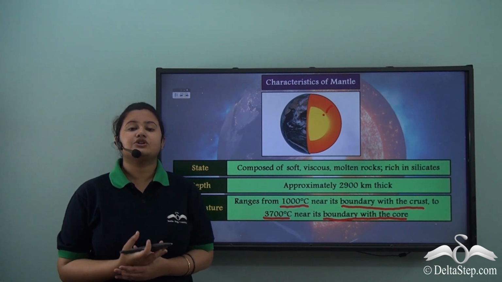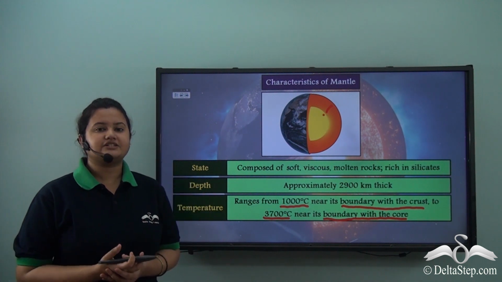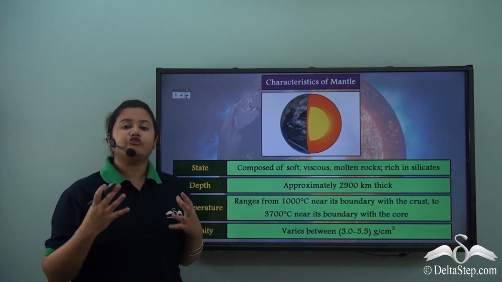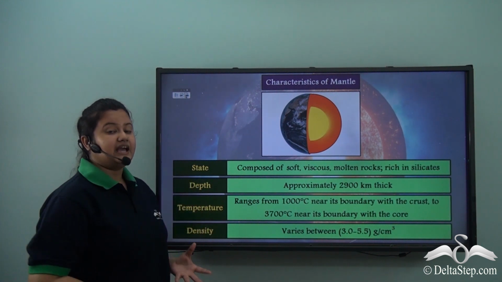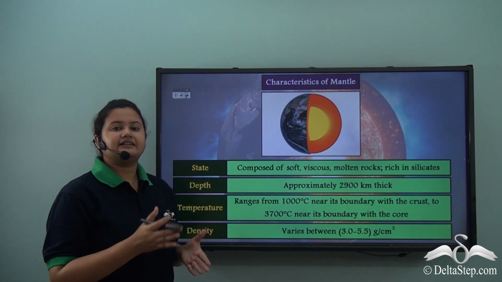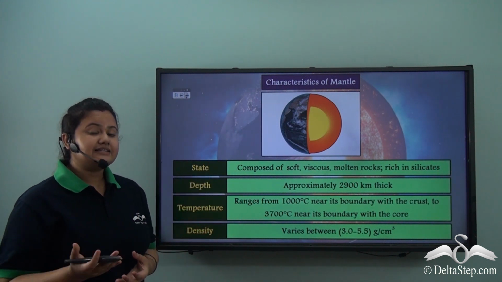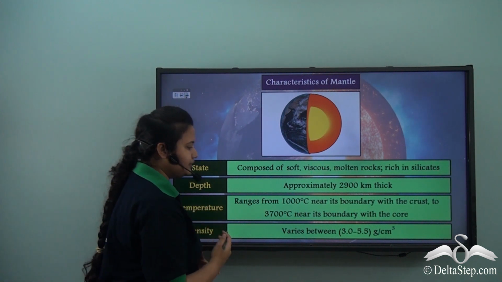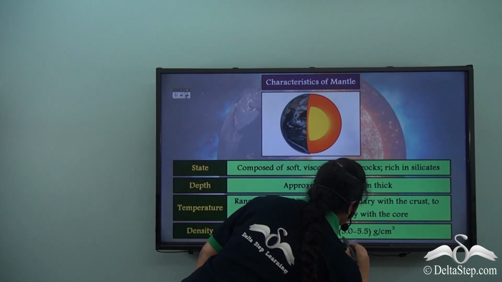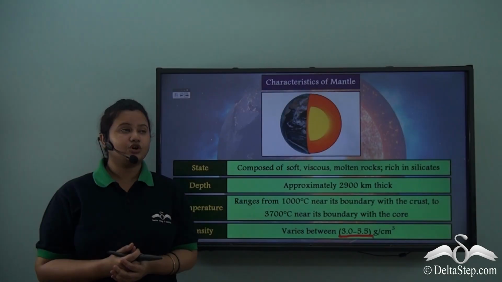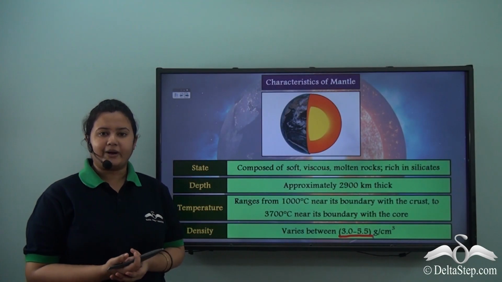Now let's look at another characteristic of mantle. Another feature of mantle is its density. Mantle is denser than crust, so therefore it lies below crust, and the density of mantle varies between 3.0 to 5.5 gram per centimeter cube. So these are the features of mantle.